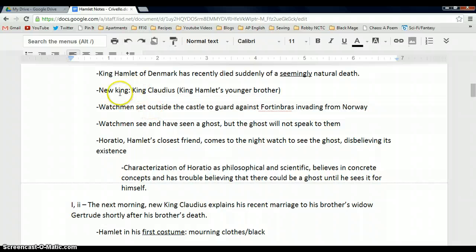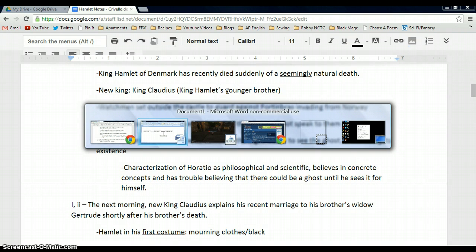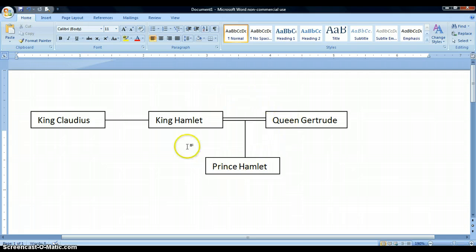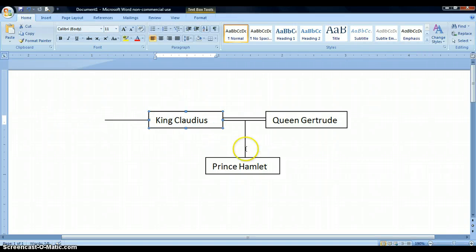So we have a new king, King Claudius, which is King Hamlet's younger brother, because the original king has died. And so let's look at this family tree right here. We have King Hamlet, who's married to Queen Gertrude, and they have a son, Prince Hamlet. So don't be confused with the two Hamlets. Then King Hamlet dies, so then King Claudius takes his place. Now the weird thing here is that King Claudius marries Queen Gertrude. He married his brother's wife. And so Prince Hamlet has his uncle now as his stepfather.